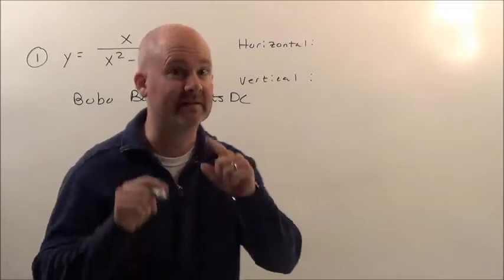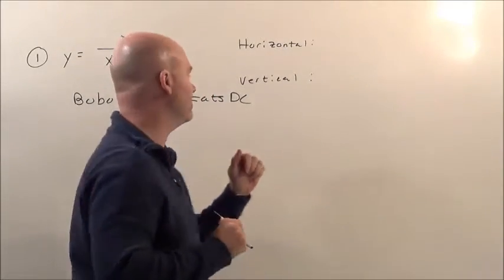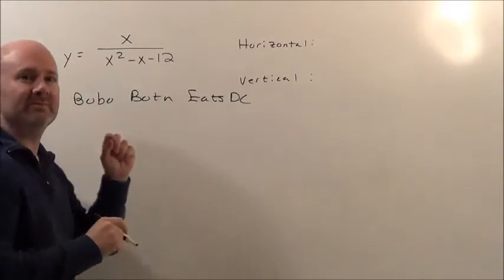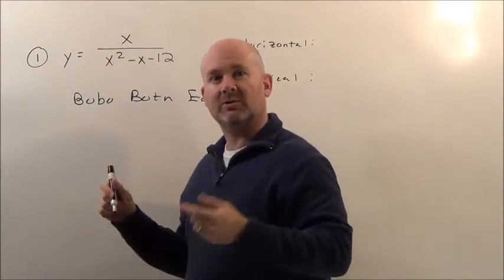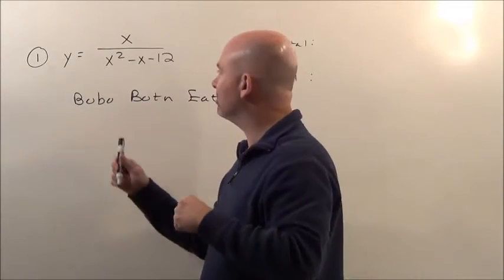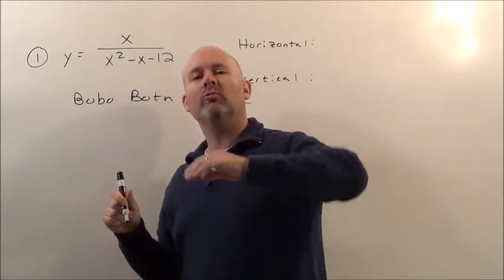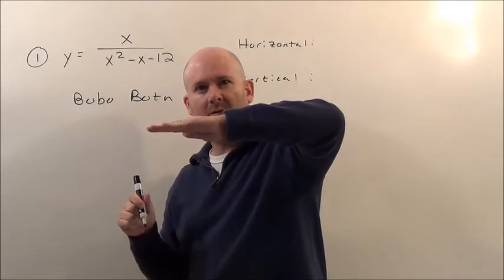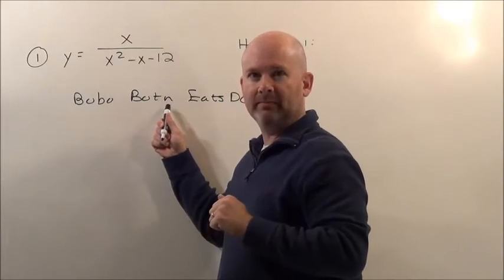Now what the heck is Bobo Botten eats DC? Well, here's what it is, and this is only to find that horizontal asymptote. It's just a mnemonic device that helps me realize what it is, because you've got two options really. The two main ones that are going to happen most of the time is you're either going to have an asymptote right at 0, which is basically on the x-axis, or you're going to have none.